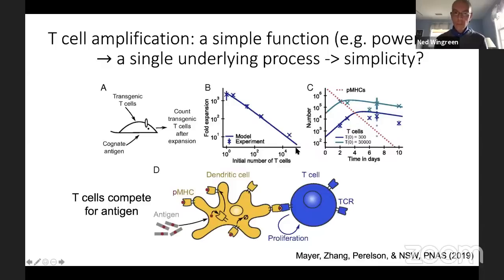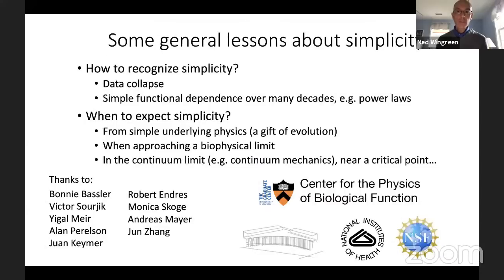So I've come to the end of my time, and I just want to try to draw some general lessons, if that's possible. And the first one, I guess, is, well, how to recognize simplicity. You have some experimental system. And from our point of view, one of the great things has been data collapse. That is, if you have lots of data under different conditions, and you can collapse it as a function of a single variable, there is real hope then that there's an underlying simplicity, either intrinsically in the network, like a two-level system for a receptor, or because of some approach to a biophysical limit.